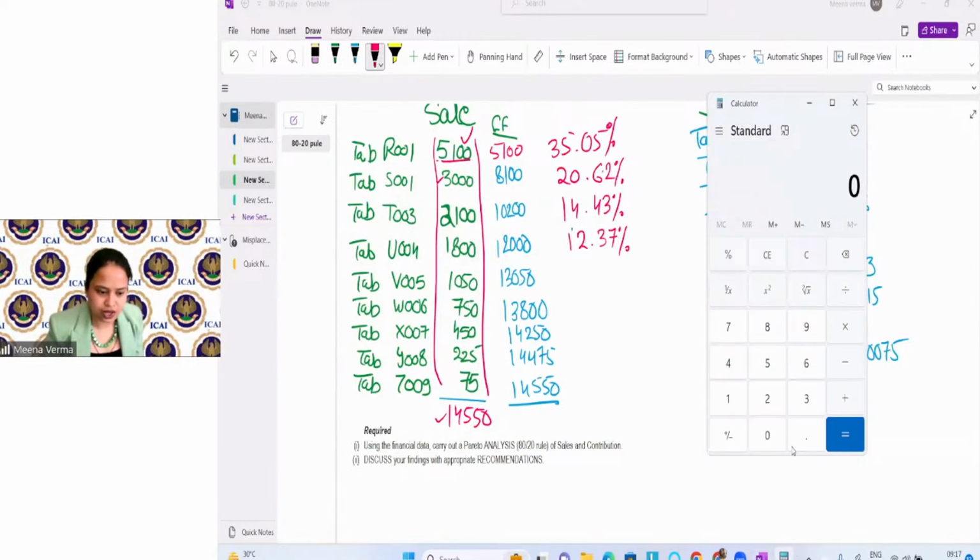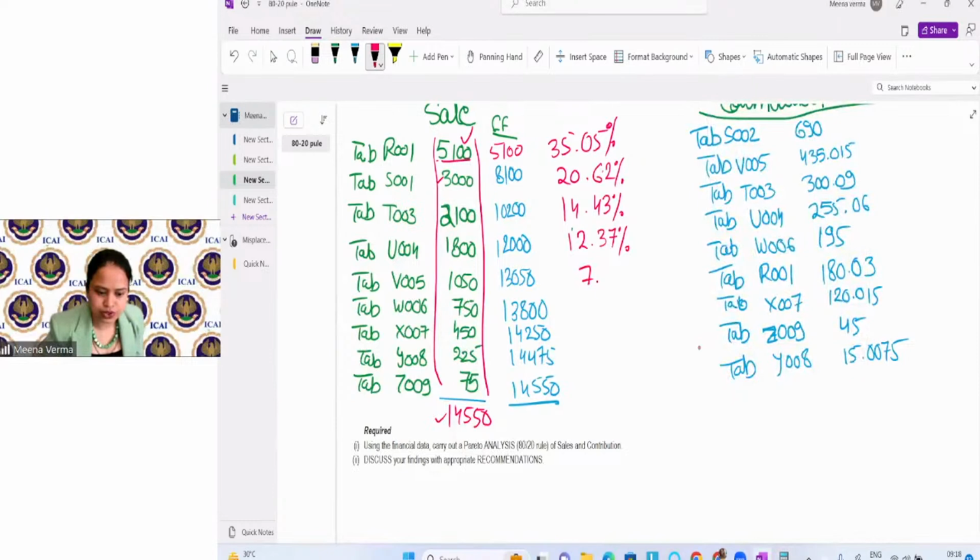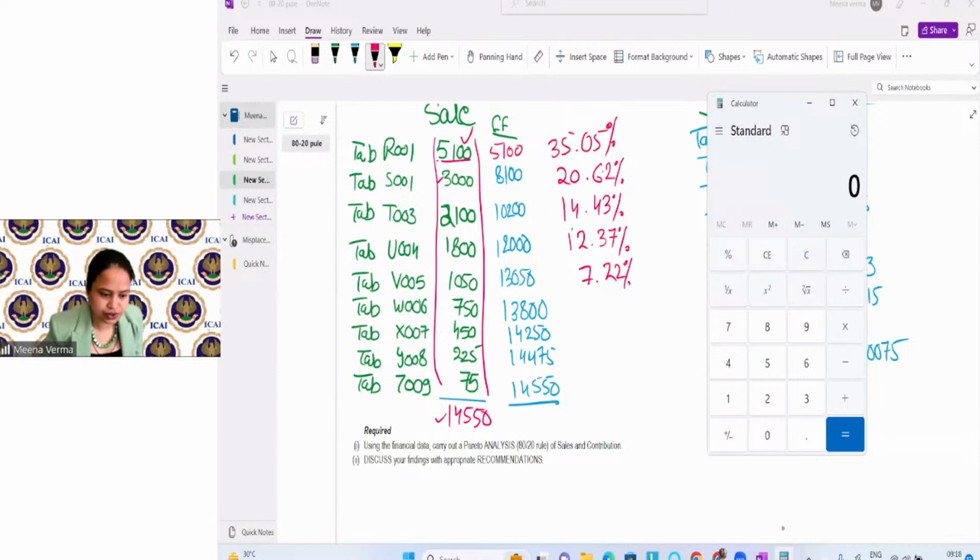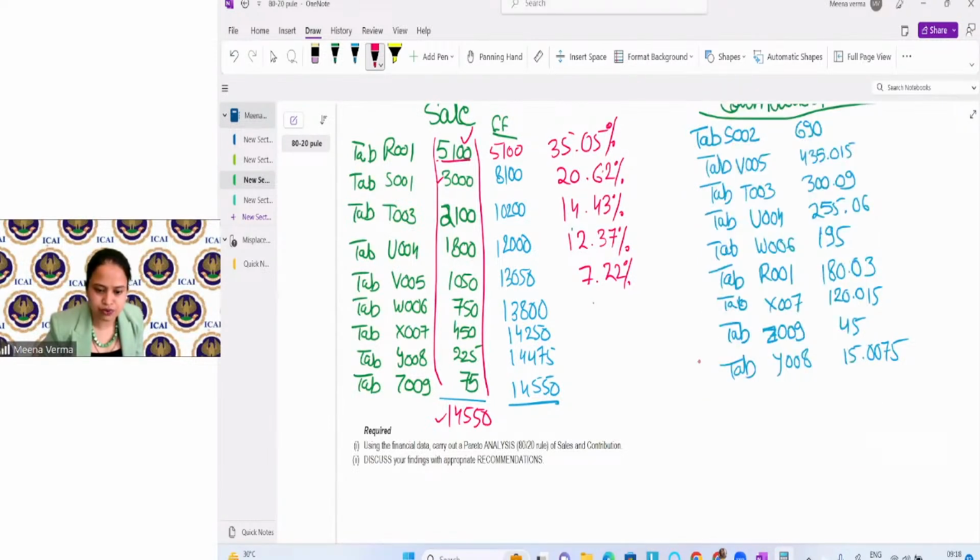Then we have 1050 divided by 14550. This is coming as 7.22%. Next value is 750 divided by 14550. So this is coming as 5.15%. You can see we have other products also, but their sale revenue is so low. This initial product is giving so much higher sale. The sale value is highest here and lowest here.